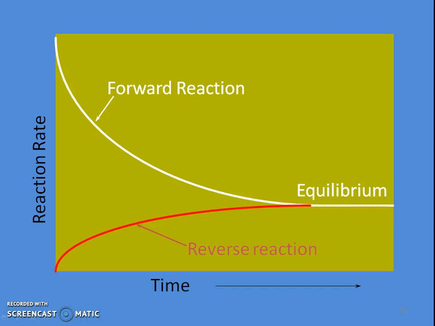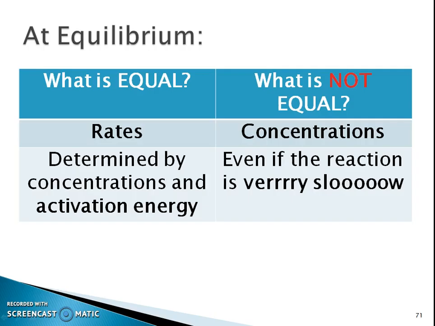So here we have a graph, and a lot of these graphs you're going to see multiple times. Here we have the forward reaction happening, forming products. Here we have the products forming reactants, and at some point you see an equilibrium has been established. So again, the rates are equal, not the concentrations.